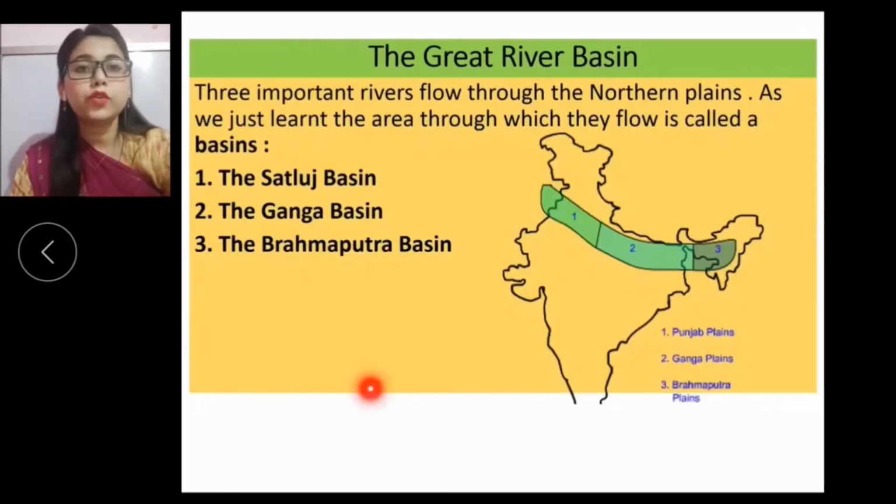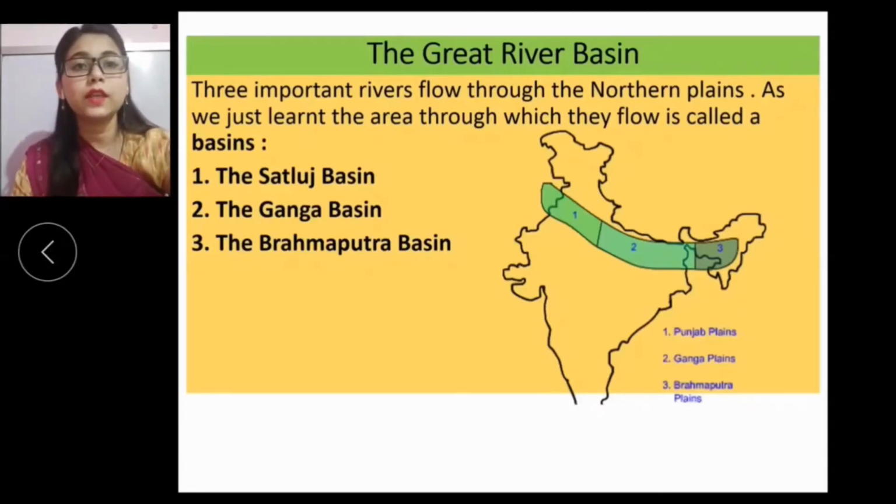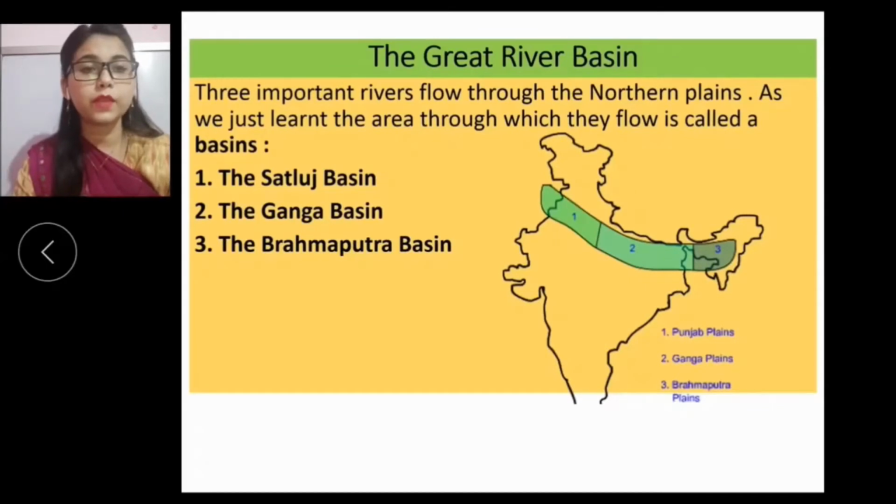Here I want to show you that these three important rivers flow through the northern plains. As we just learned, the area through which they flow is called the basin. Here you can see the Satluj basin, the Ganga basin, the Brahmaputra basin. On this map you can see Punjab here. On first number the Satluj basin, that is the Punjab plains. The Ganga basin on second number, Ganga plains, and the Brahmaputra basin on third number, the Brahmaputra plains.